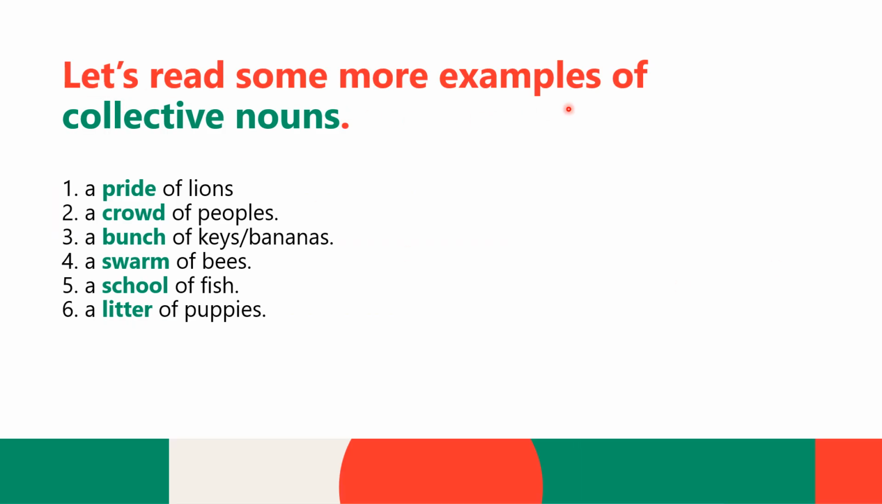Let's read some more examples of collective nouns. A pride of lions, a crowd of people, a bunch of keys or bananas, a swarm of bees, a school of fish, a litter of puppies. So friends, these are the examples of collective nouns.